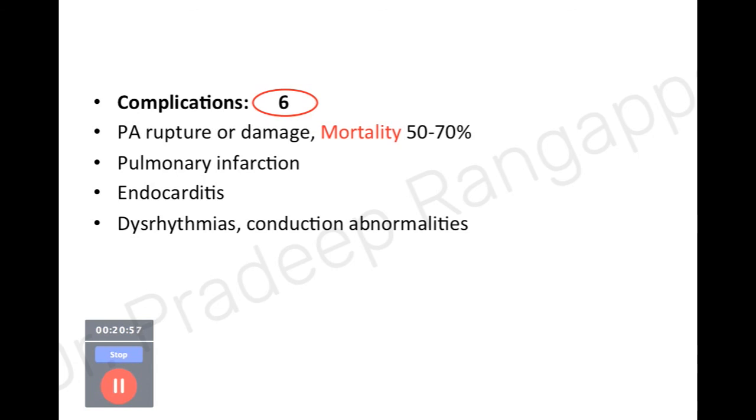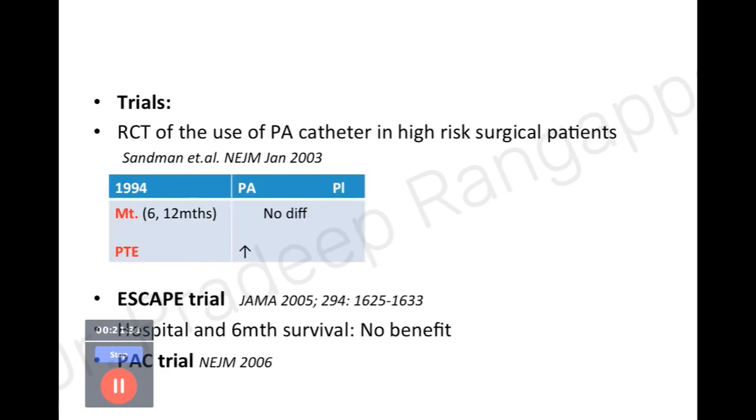So there can be a risk of dysrhythmias, and as I said, LBBB is a contraindication. There can be conduction abnormalities because your conduction pathways lie in that area, and catheter knotting can happen, and sometimes over-wedging can also happen. So these are some of the complications, and generally it is accepted that PA catheters, once you put them in, should not be kept for more than 72 hours because of the risk of infection, and maybe even the risk of pulmonary infarction and pulmonary artery rupture.